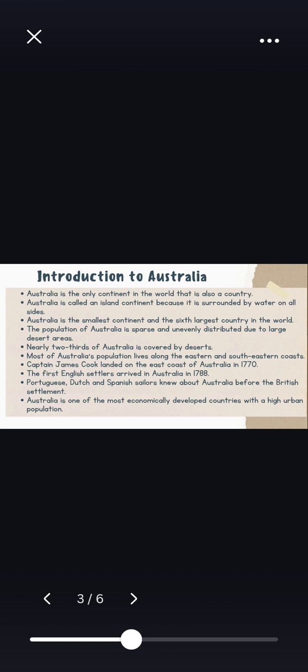Australia is one of the most economically developed countries with a high urban population. So Australia is a highly developed country because the majority of the population is engaged in the manufacturing and service sectors.